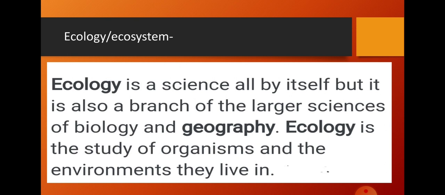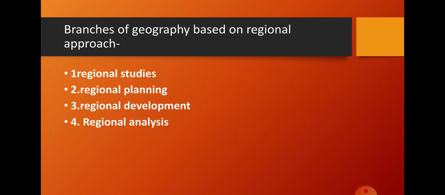Now the next part is ecology, or we can say the ecosystem. It deals with the scientific study of the habitat or characteristics of species. It is a branch of science obviously, or we can say a branch of geography also. This is the study of organisms and where these organisms live. Up to this, biogeography was part of the systematic approach of geography.